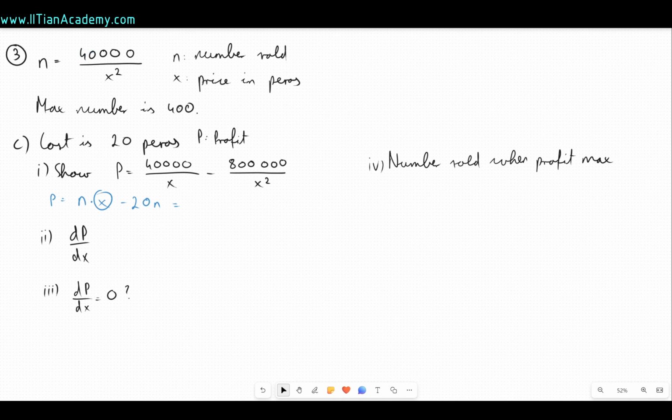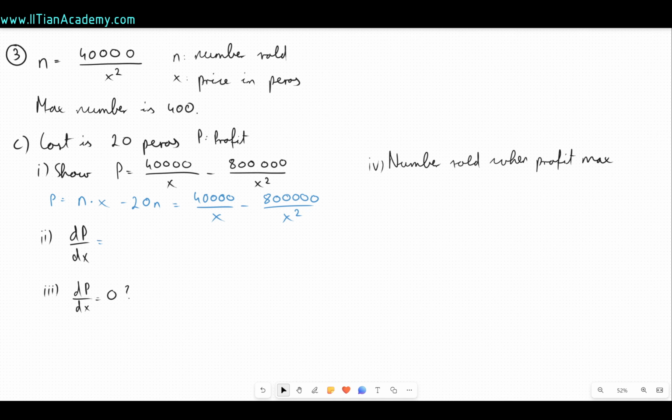So we can simplify with an x, so that will simply be 40,000 over x. And then we subtract 20 times the number n. So again, 20 times 40,000 will be 800,000 over x squared. So we have shown it. In part 2, we need to find the derivative of this function.